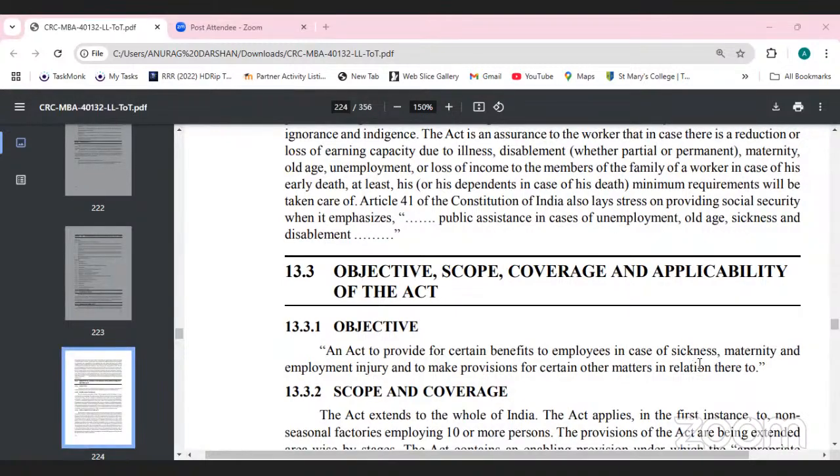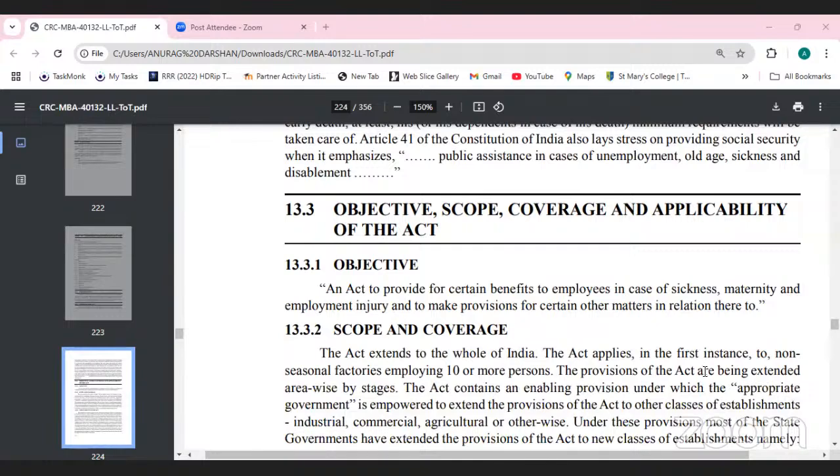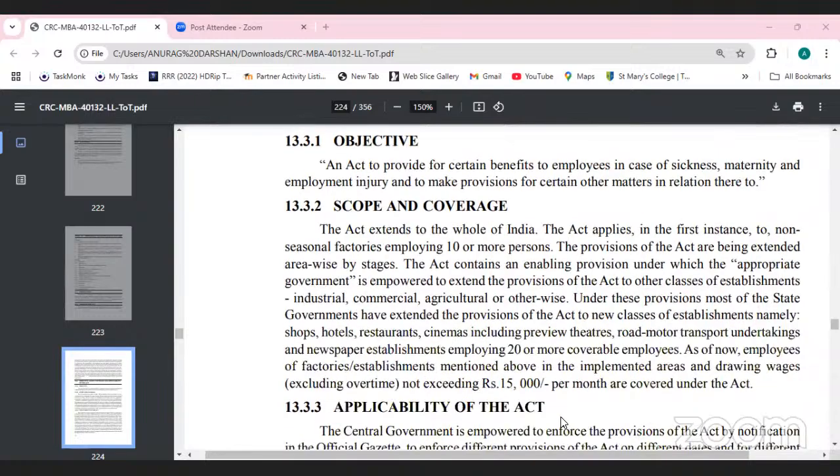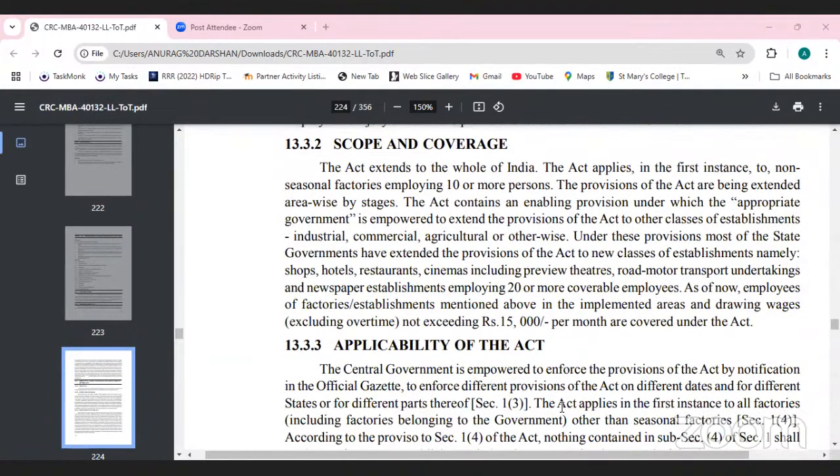Scope and coverage: the Act extends to the whole of India, and it applies to non-seasonal factories employing 10 or more persons. These are extended to areas in stages. The Act contains an enabling provision under which the appropriate government is empowered to extend the provisions of the Act to other classes of establishments such as industrial, commercial, agriculture, and so on. As to applicability, the central government is empowered to enforce the provisions of the Act by notification in the official gazette, to enforce different provisions on different dates and for different states or different parts thereof.